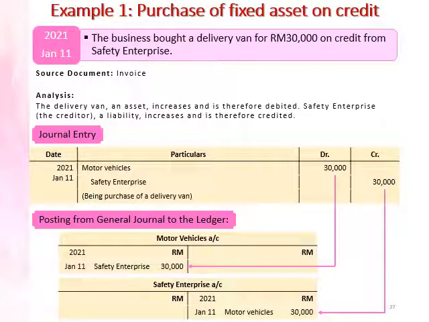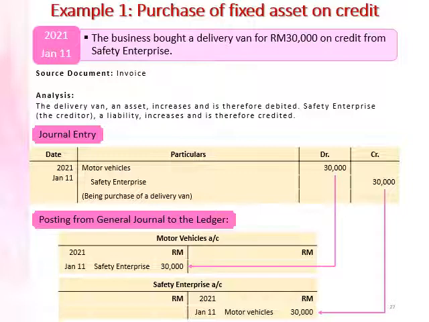Example 1. Purchase of fixed asset on credit. On 11 January, the business bought a delivery van for 30,000 on credit from Safety Enterprise. So the source document involved will be the invoice. For the analysis of this transaction, the delivery van, an asset, increases and is therefore debited, while Safety Enterprise, which is the creditor, is a liability. When the liability increases, it is therefore credited.